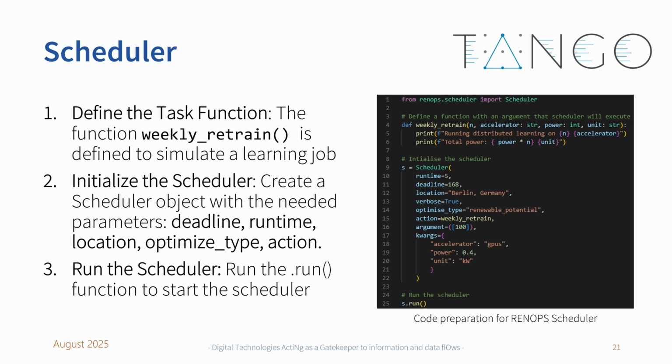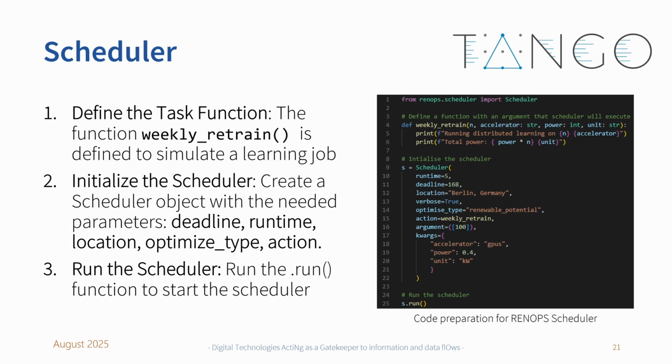First, define a task function such as weekly retrain, which simulates a distributed learning job by accepting parameters like the number of accelerators, their type, power, and unit, and then prints out the configuration and total power consumption. Next, initialize the scheduler by creating an object with parameters specifying the expected runtime, deadline, location for forecast data, the optimization metric, such as renewable potential, the task function to execute, and any required arguments or keyword arguments. If the location is not specified, then the scheduler will automatically detect your location.